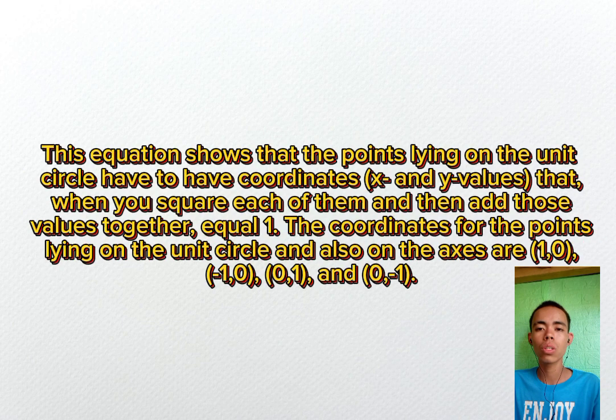This equation shows that the points lying on the unit circle have coordinates x and y values that, when you square each of them and then add those values together, equal 1. The coordinates for the points lying on the unit circle and also on the axes are (1, 0), (-1, 0), (0, 1), and (0, -1).